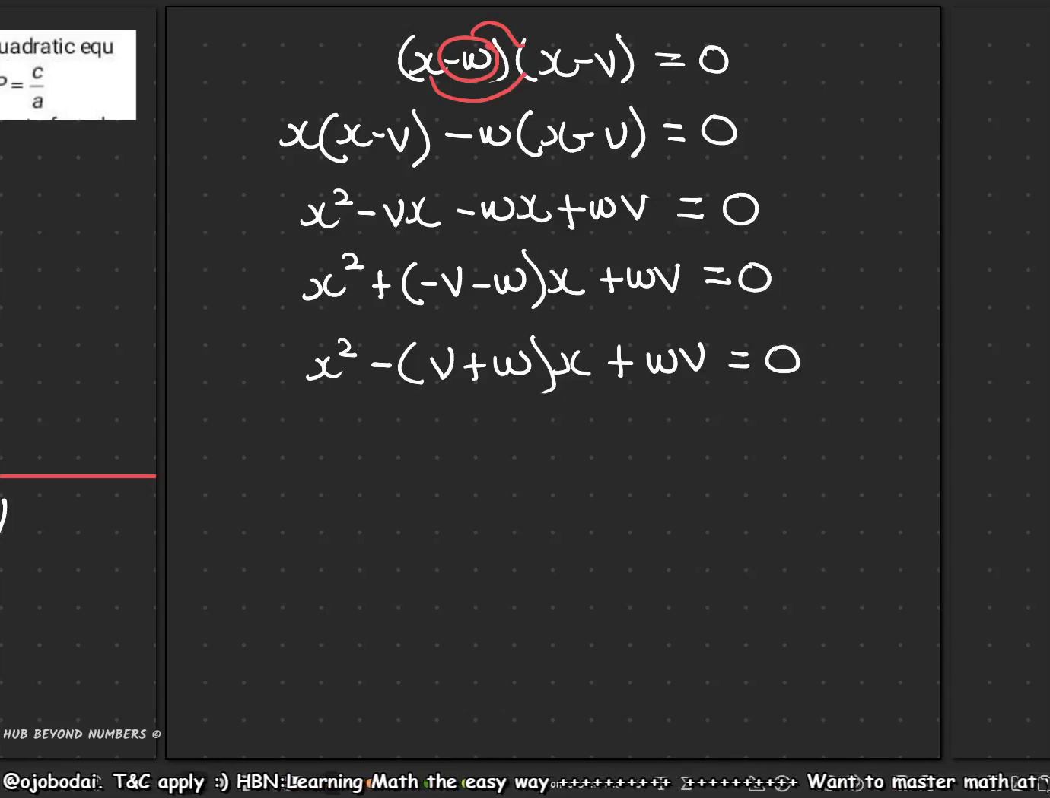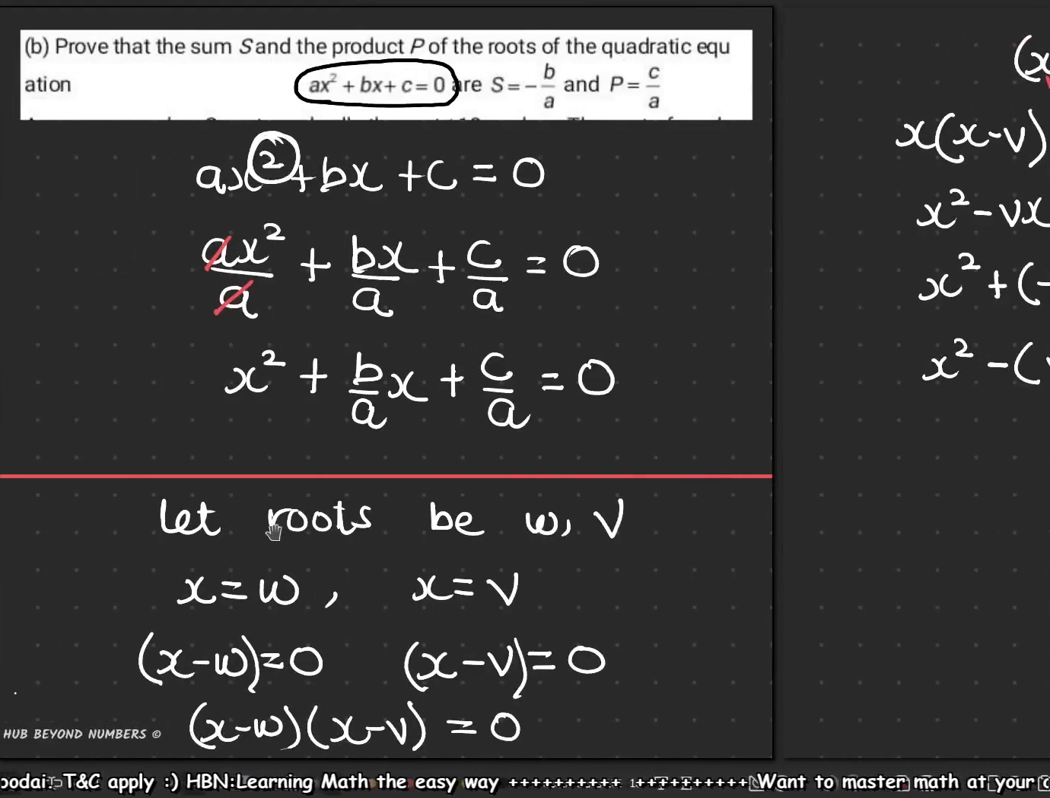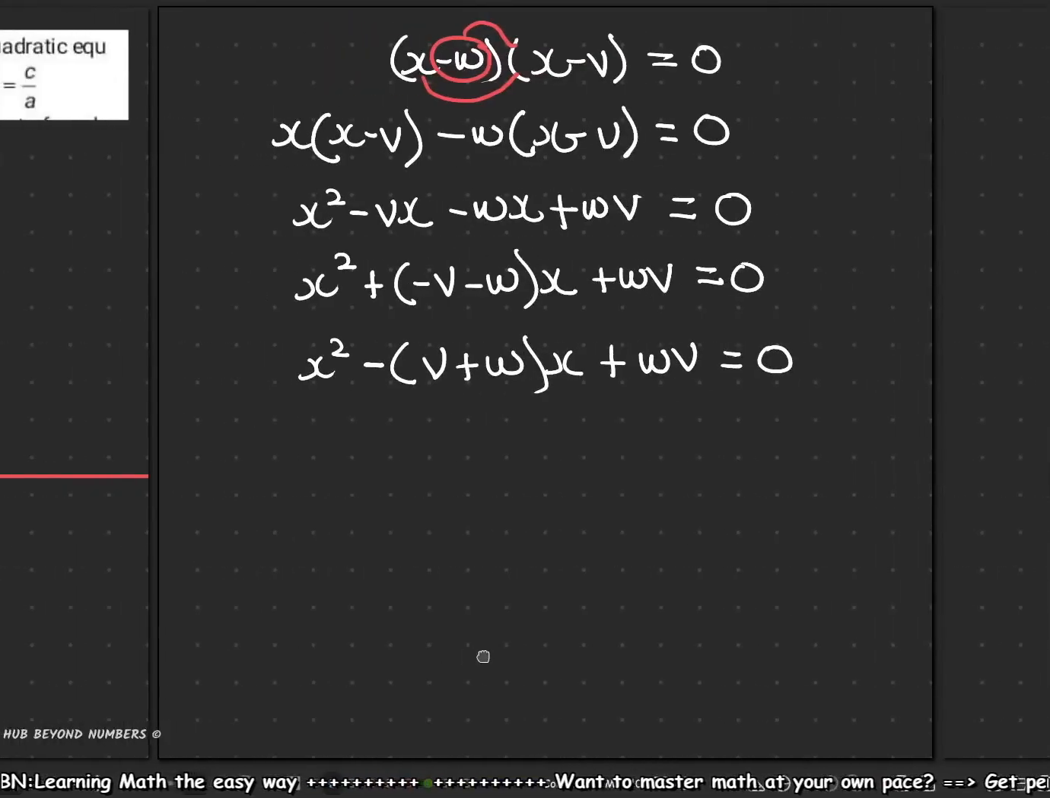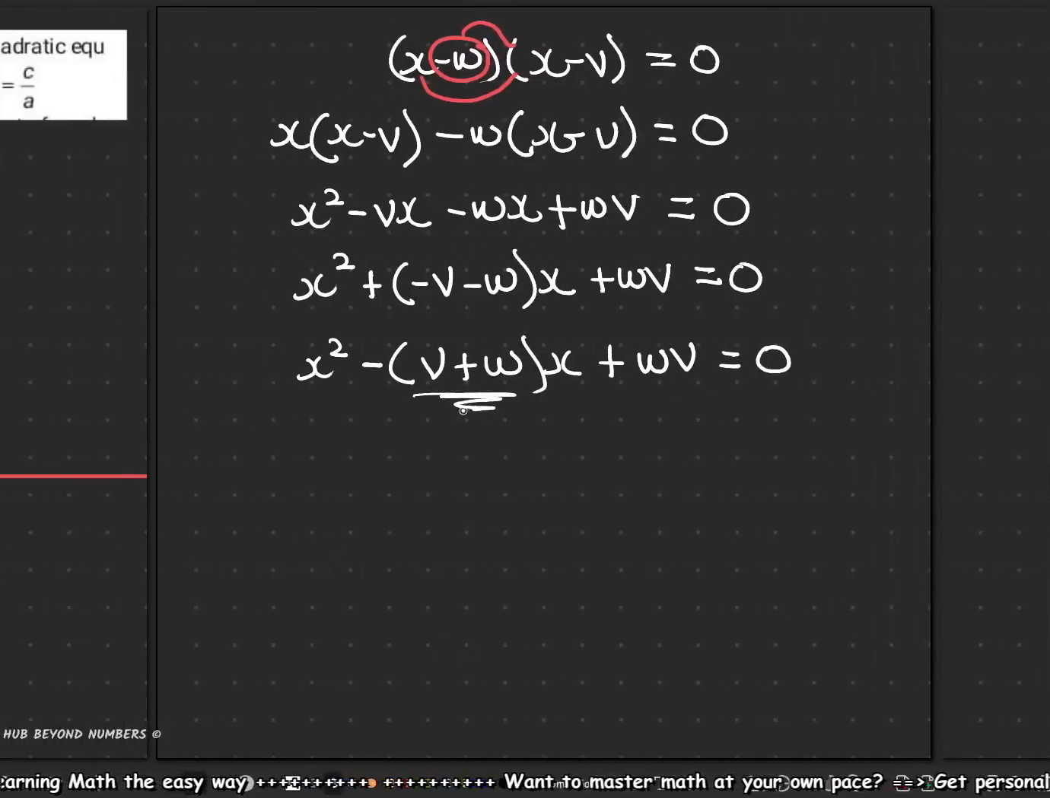Remember that when we started, we said what? We should let the roots, take note, we said we should let the roots be what? W and then v. You see? So if the roots are w and v, what is happening here? This here are the sum of the roots. Sum means addition. You see? And this here are the products of the roots. Product means multiplication. The roots are w and then v. This is their sum. This is their product. Do you see that? I hope you see that.